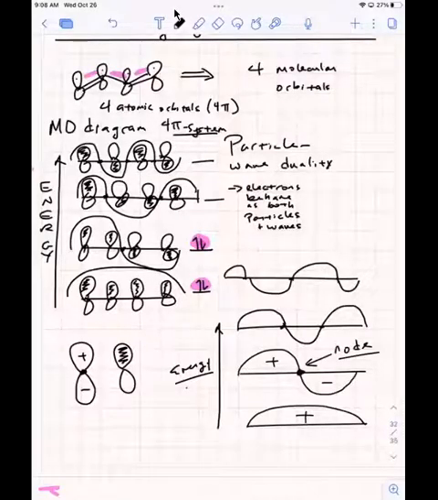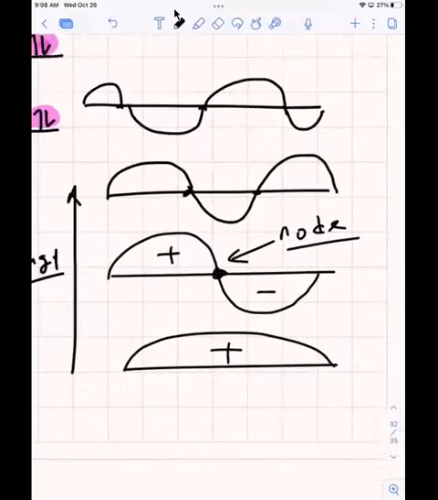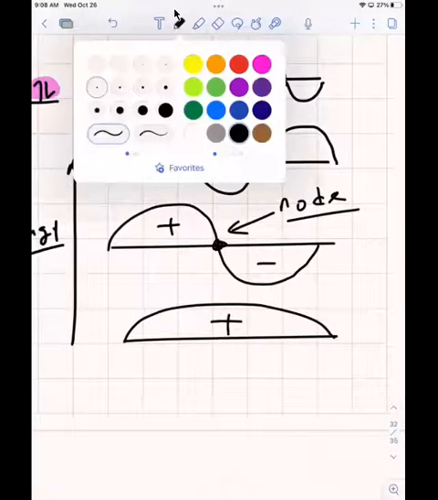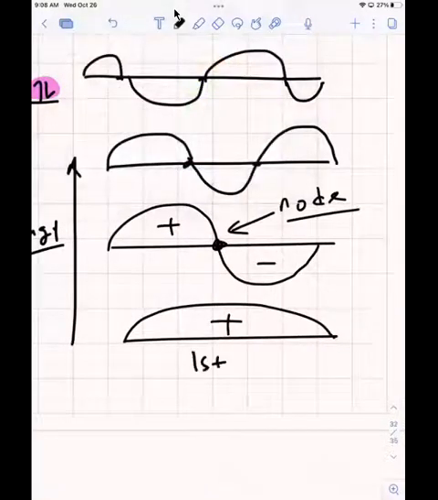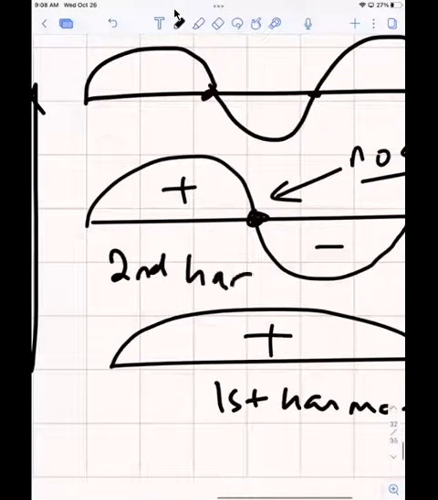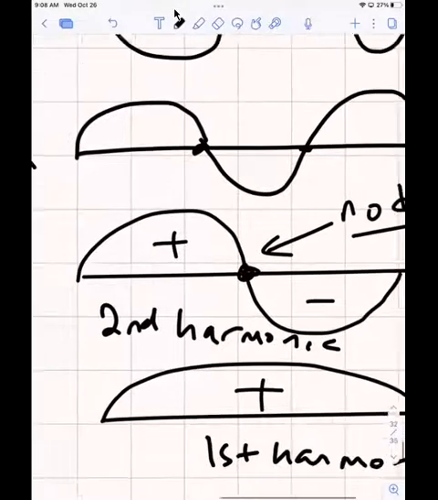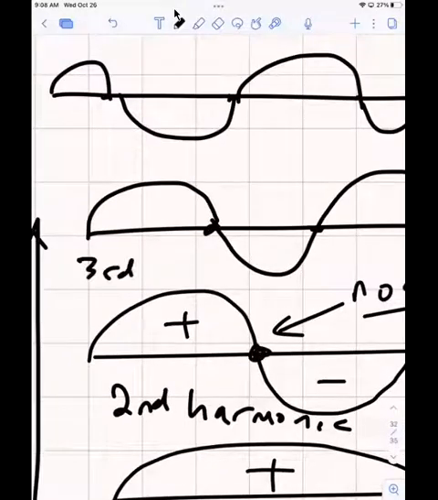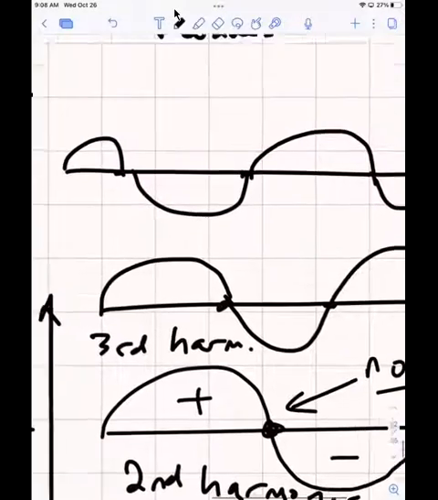What you think about how they combine is using the standing wave theory. So we talked about the wave, and at the lowest energy level, it never passes through zero. We call this the first harmonic. And then this is the second harmonic. Third harmonic. And then the fourth harmonic.